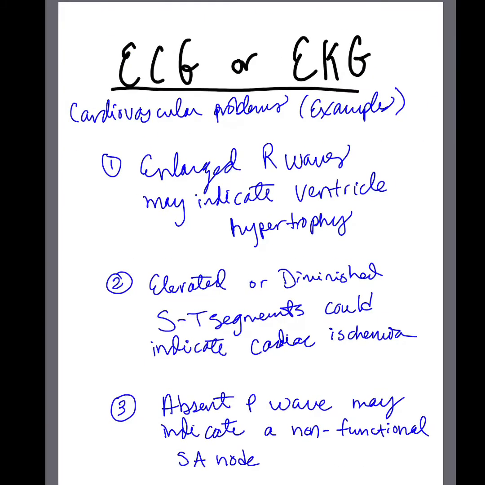Last in this video, here are some examples of cardiovascular problems. So for example, an enlarged R wave could indicate a ventricular hypertrophy. Also, an elevated or, on the contrary, a diminished ST segment could indicate cardiac ischemia. And last but not least, an absent P wave could indicate a non-functional SA node.